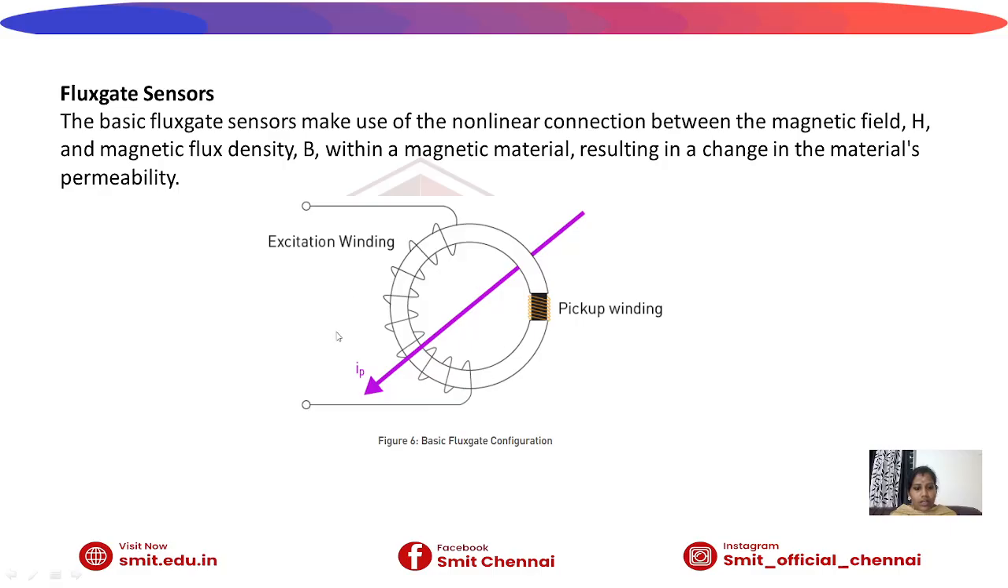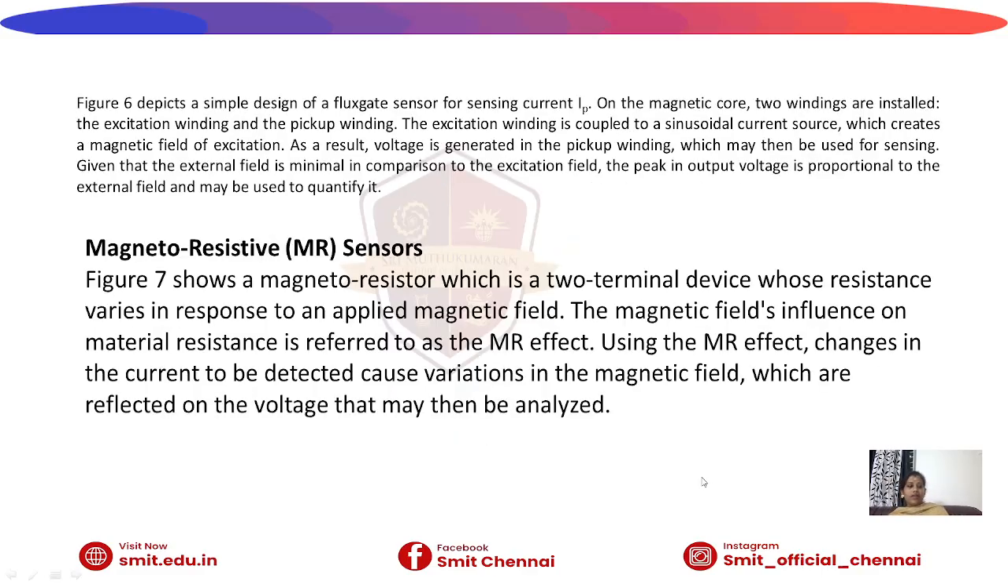This is the winding. This is the excitation winding, and this is the pickup winding. This is a basic flux gate configuration. Here we give the AC excitation in the excitation winding, and this is the primary current. From this AC excitation, it produces the magnetic field in the pickup winding, and we get the output voltage in the pickup winding only. This is what I explained in the previous slide, that is what Figure 6 depicts.